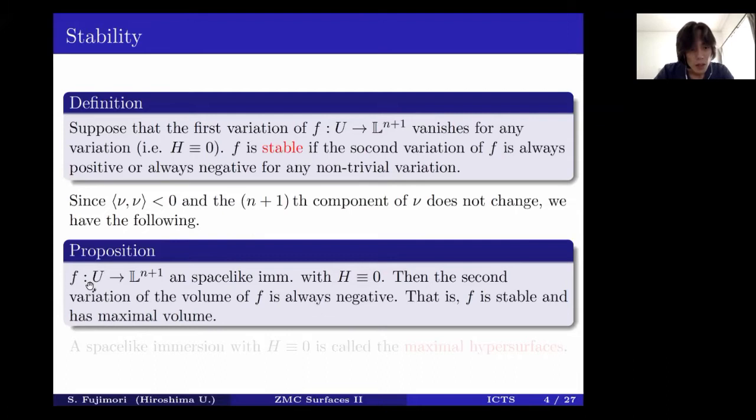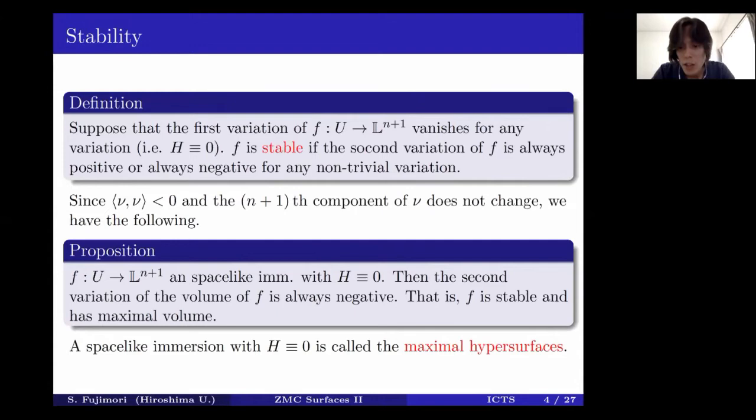Let F be a space-like immersion with H vanishing identically. Then the second variation of the volume of F is always negative. That is, F is stable and has maximal volume. A space-like immersion with H equal to zero is called a maximal hypersurface. For this reason, we say this surface is a maximal surface, not a minimal surface.